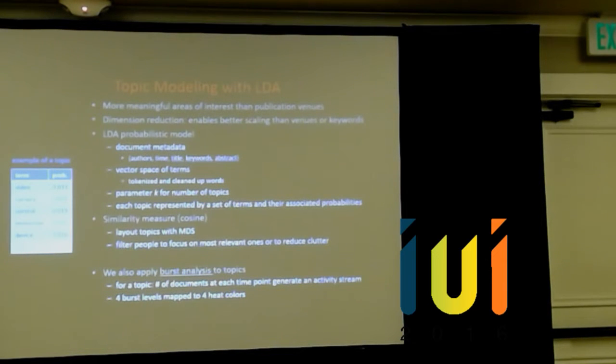There's a similarity measure, which is just based on the cosine function. This allows us to lay out the topics using multi-dimensional scaling. It also allows us to filter out the people, to focus on the most relevant ones, and to reduce clutter.